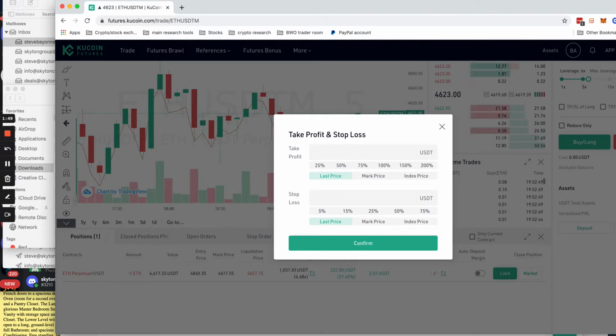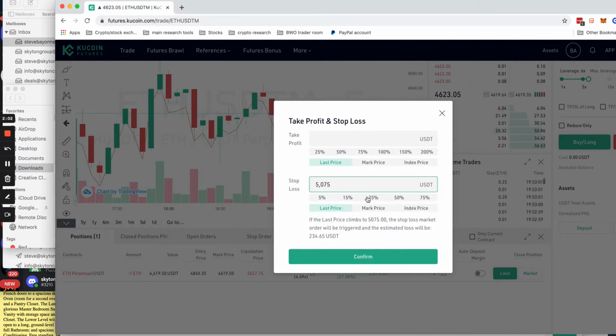So for this Ethereum play that's active, I'm just going to get the current stop. So the call was $5,075. Again, I'm just basing this because this is a real live call that I'm training on right now. So you always want to set your stop loss. This tells you that if the market drops to this position, Kucoin is going to liquidate you. So it would trigger where my loss is going to be 234. This is going to be your best friend.